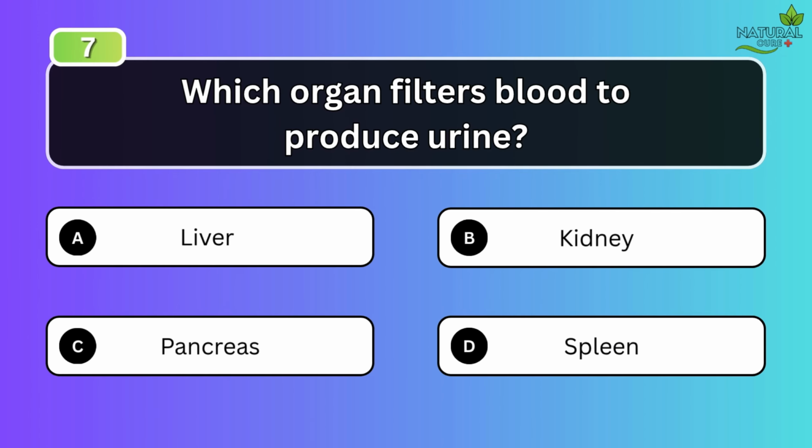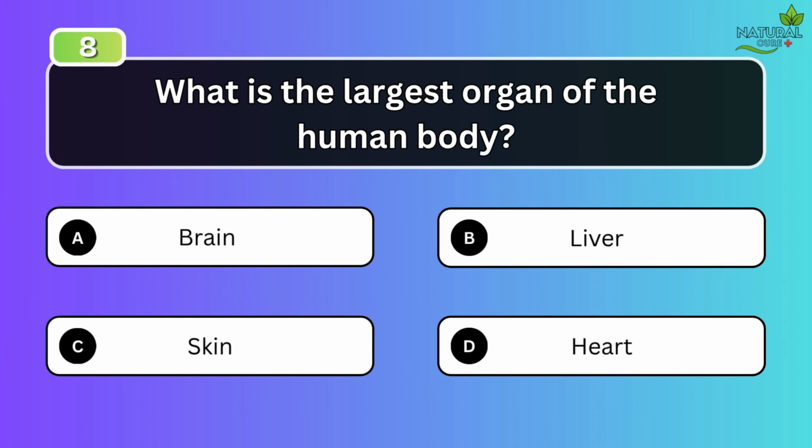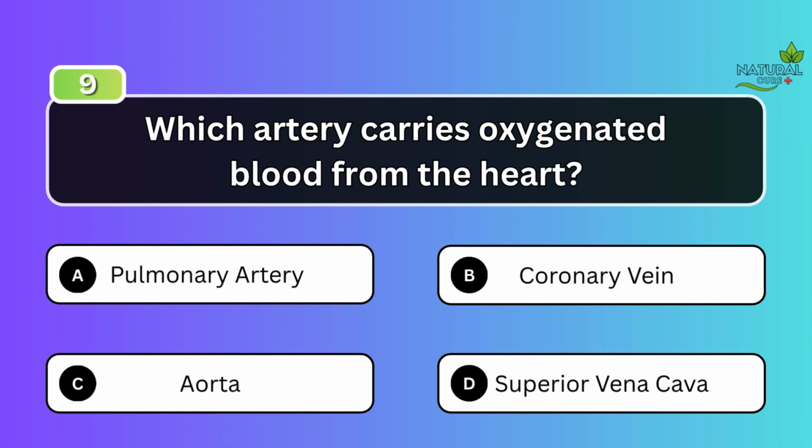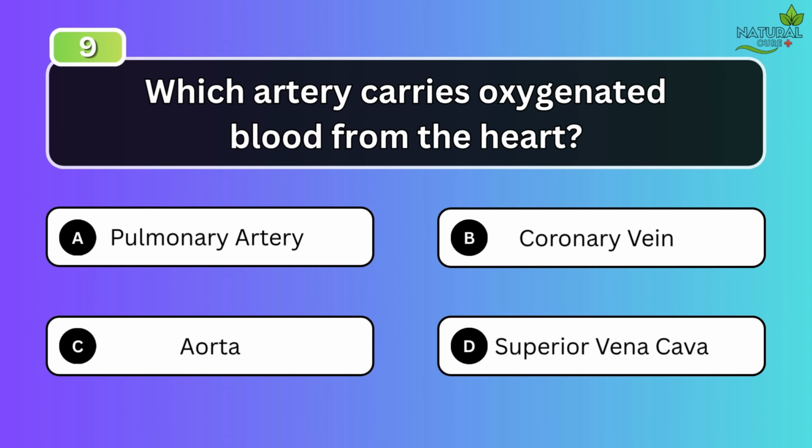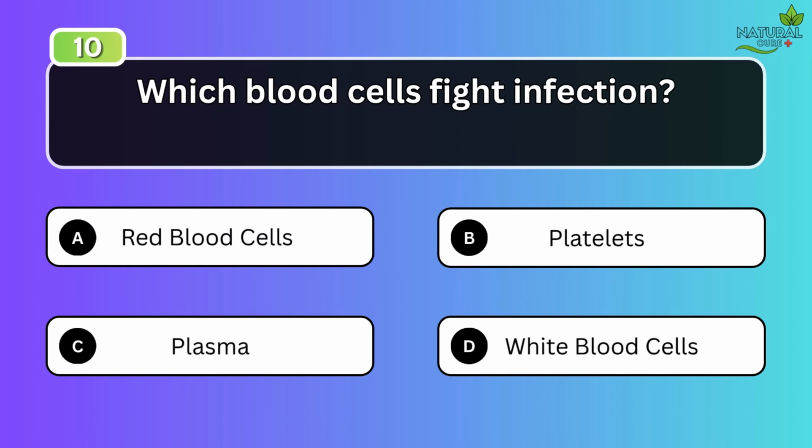Which organ filters blood to produce urine? What is the largest organ of the human body? Which artery carries oxygenated blood from the heart? Which blood cells fight infection?